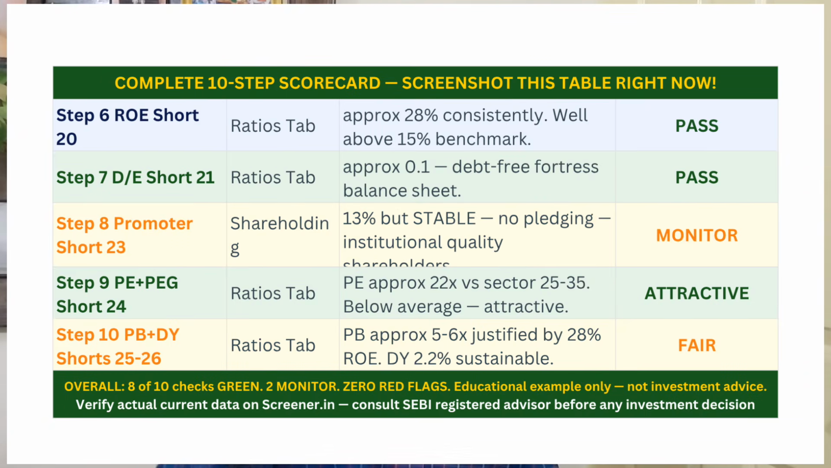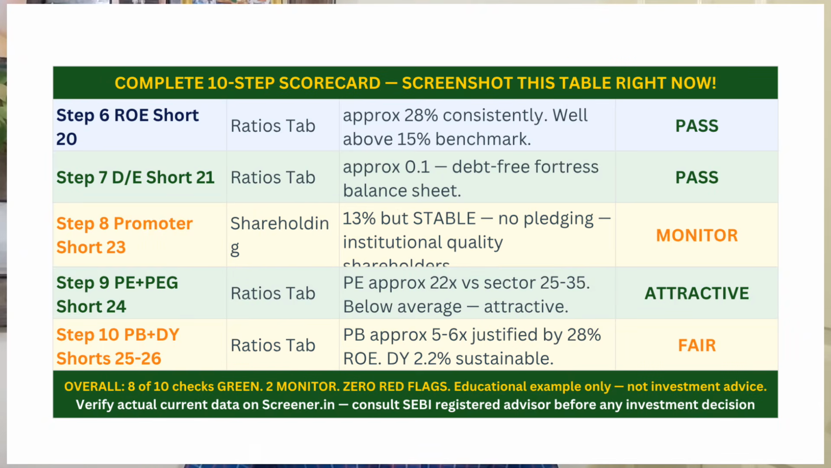Then the next analysis check. Step number 7, debt to equity ratio from Short 21. The source is the ratio tab again. Findings: approximately 0.1. Debt-free, fortress balance sheet. Result is pass. Next analysis check. Step 8, promoter holding from Short 23. Source: shareholding. You have to check it in screener.in. What are the findings? 13% but stable. No pledging. Institutional quality shareholders. What is the result? Monitor.